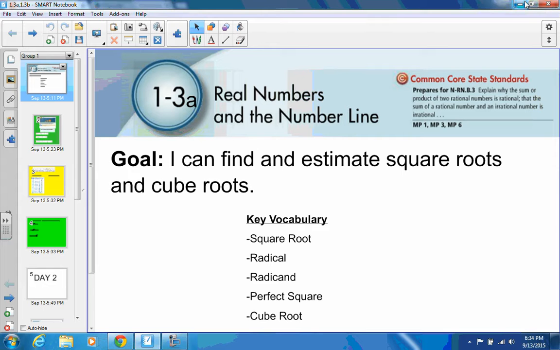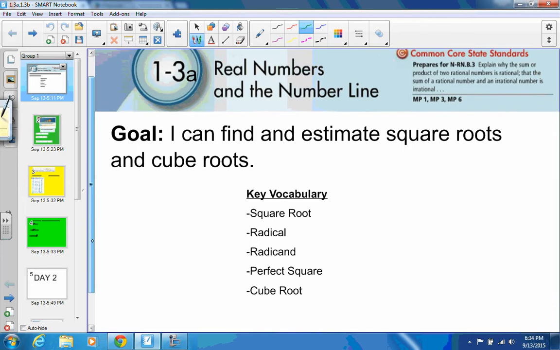So this is going to be our first part of section 1.3. Tomorrow you'll watch the video for the second section of 1.3, breaking it up into two different sections. It's entitled Real Numbers in the Number Line, and your goal to write down for today is right here. I can find and estimate square roots and cube roots. Okay, we're going to focus especially on the square roots part.